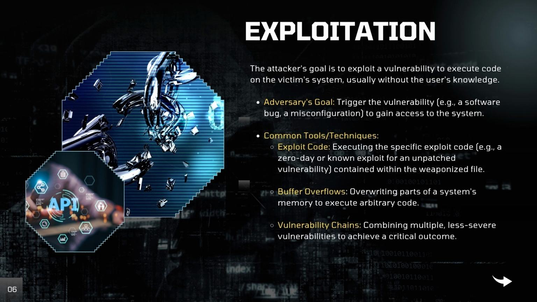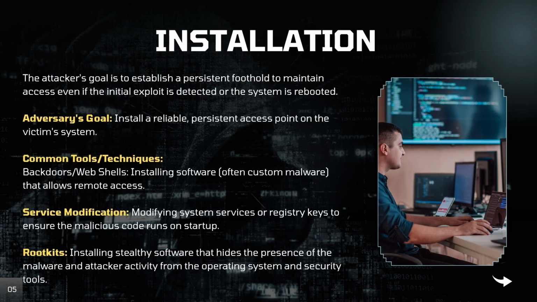If exploitation succeeds, the attacker moves to installation. Their goal now is to establish a persistent foothold to maintain access even if the initial exploit is detected or the system is rebooted. They want a reliable long-term access point. This is achieved by setting up backdoors or web shells for remote access. They might modify system services or registry keys through service modification to ensure their malicious code runs every time the system starts. For maximum stealth, they install rootkits, software that hides the presence of their malware and their activity from security tools.